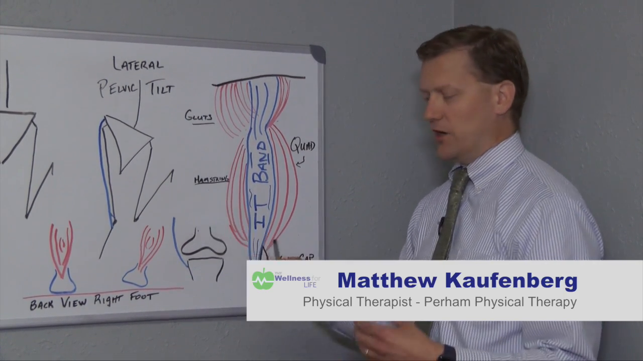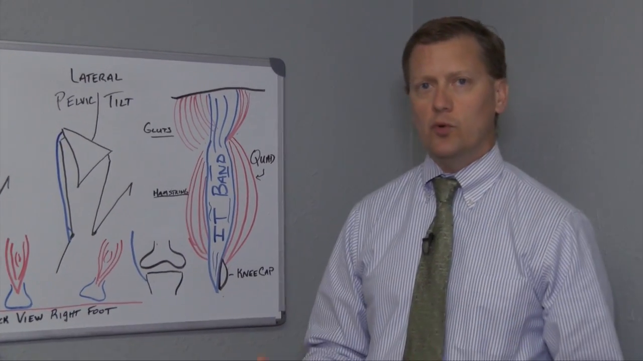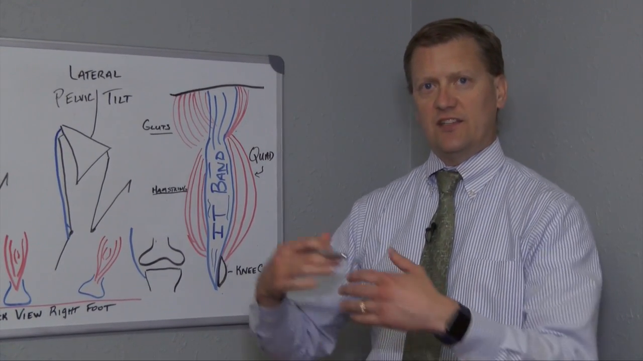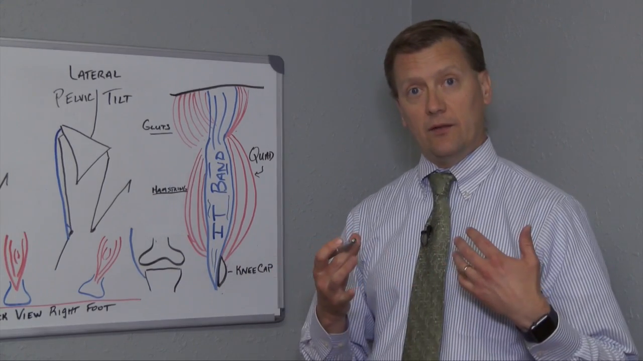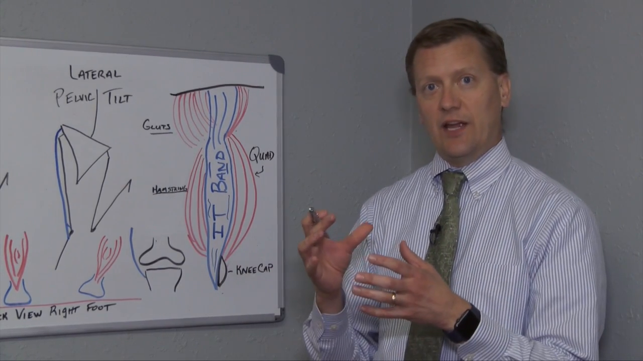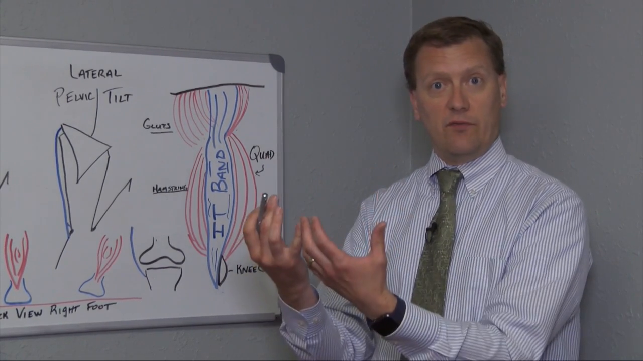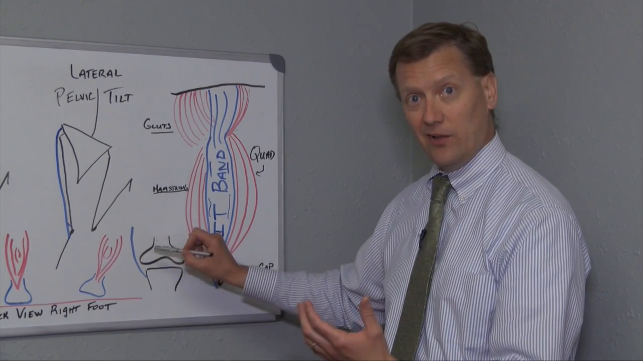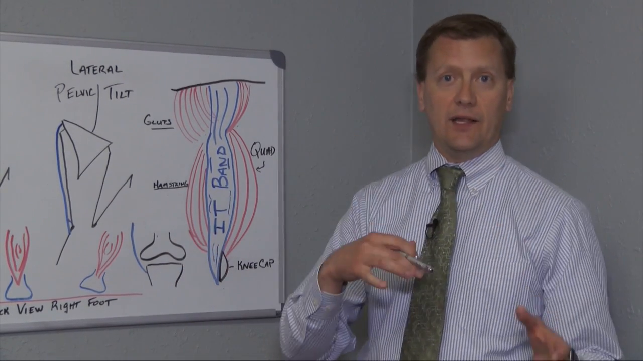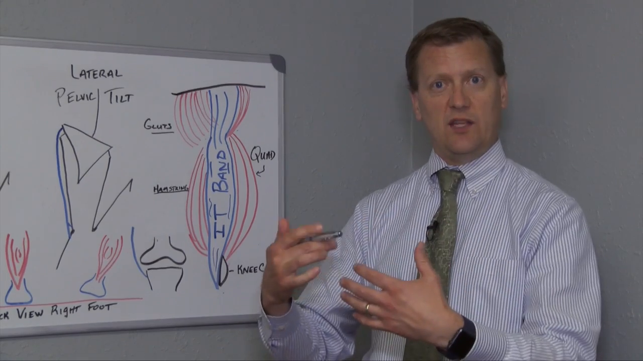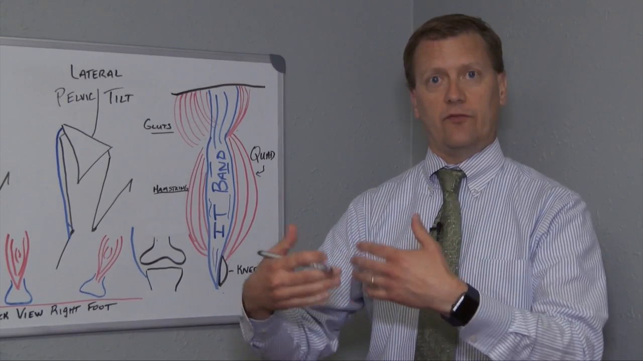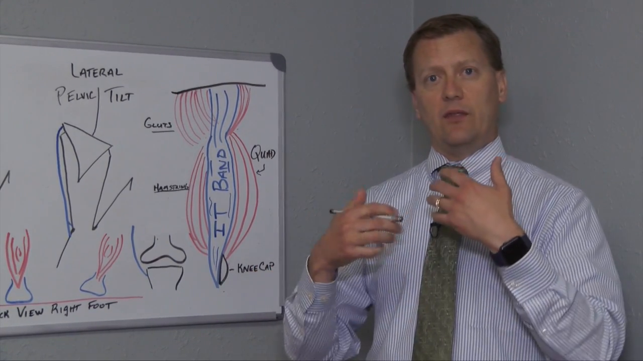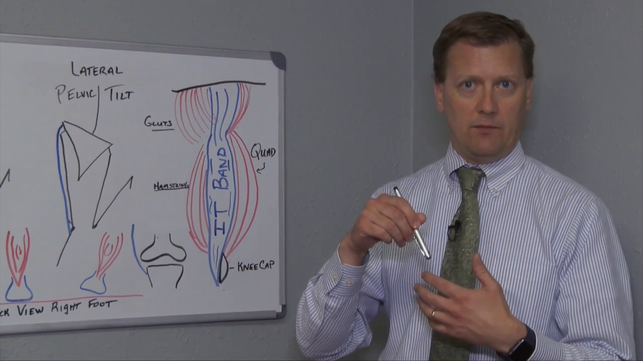Now, functionally, as we move the knee, as the knee extends and as the knee bends, that IT band is moving in front of this condyle, and then it moves back behind the condyle. So when we straighten the knee, it goes in front of the condyle or in front of the femur, and then when we bend the knee, it comes back behind the femur.